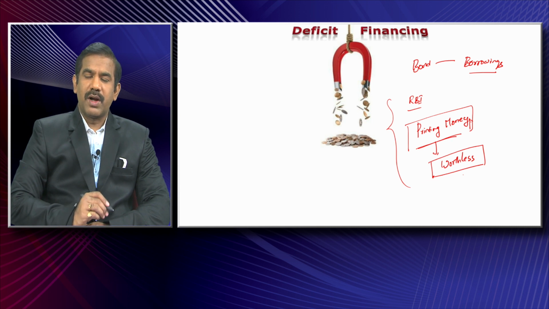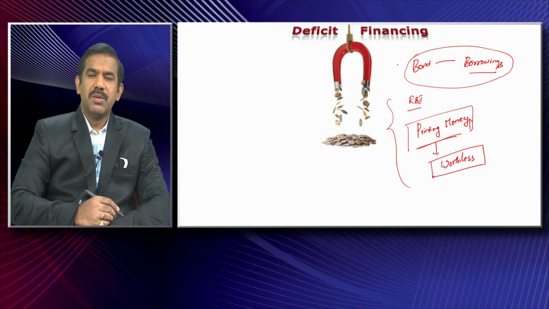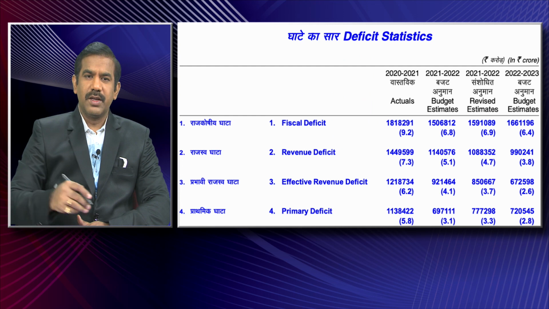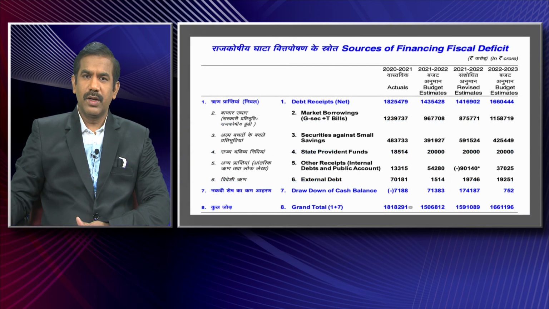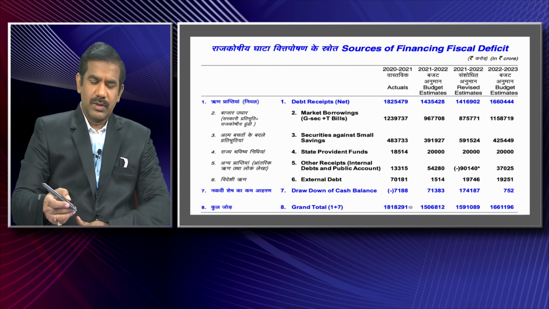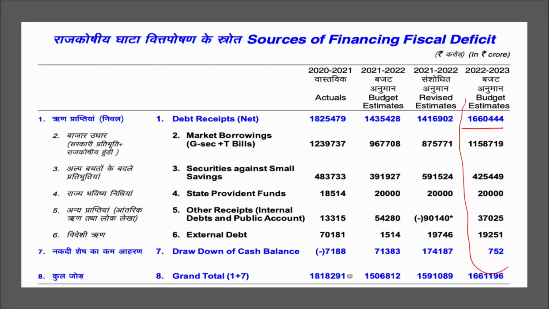The very common practice of government borrowing money is raising money from the markets by selling bonds. So if you look at the current year, how is the government financing the deficits? What are the ways the government borrows money? So let's look at the latest this year. Out of the amount of money the government is borrowing, the majority, if you look at it, is through market borrowings.